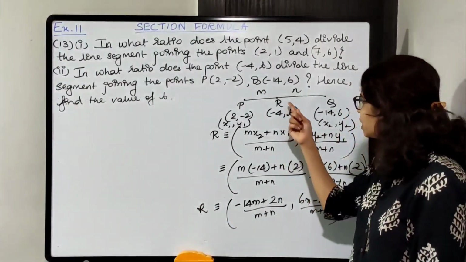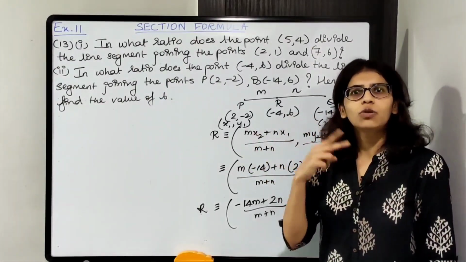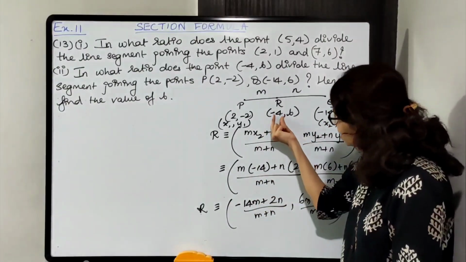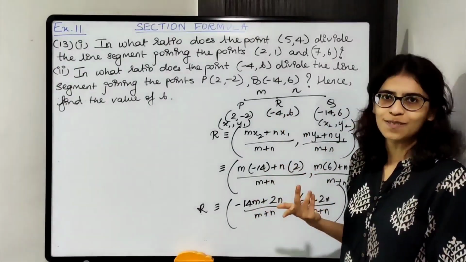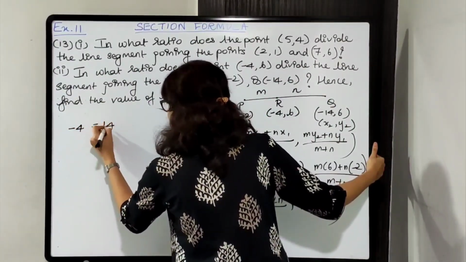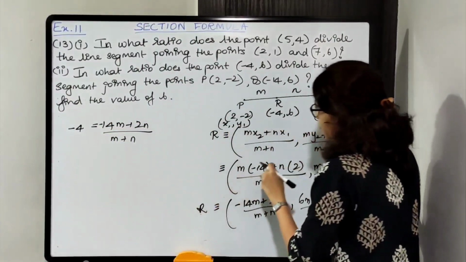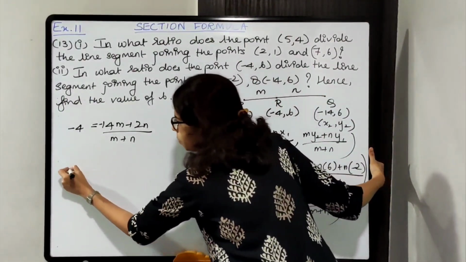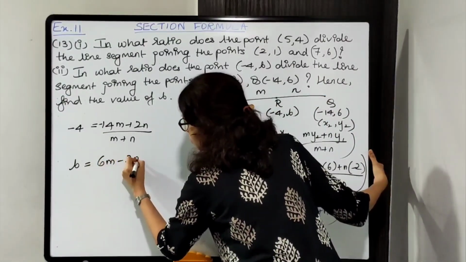But we are already told कि r का x and y coordinates ये है. अब r का 2 x coordinate और 2 y coordinate नहीं हो सकता है. It can have only one x coordinate and one y coordinate. So this x coordinate has to be equal to this and this y coordinate has to be equal to this. So minus 4 will be equal to minus 14m plus 2n upon m plus n. And b will be equal to 6m minus 2n upon m plus n.